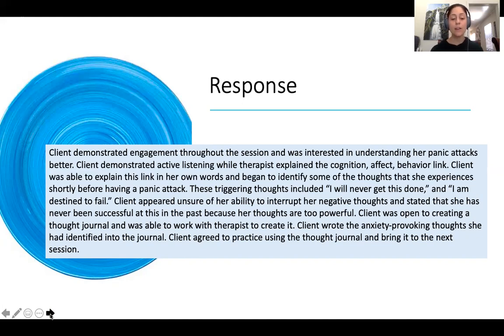Client was open to creating a thought journal and was able to work with therapists to create it. Remember I said we were going to create a thought journal. Client wrote the anxiety-provoking thoughts she had identified into the journal, which shows that I'm practicing with her, showing her how to do it. And then client agreed to practice using the thought journal and bring it into next session. This is the homework assignment I said I introduced and her response.